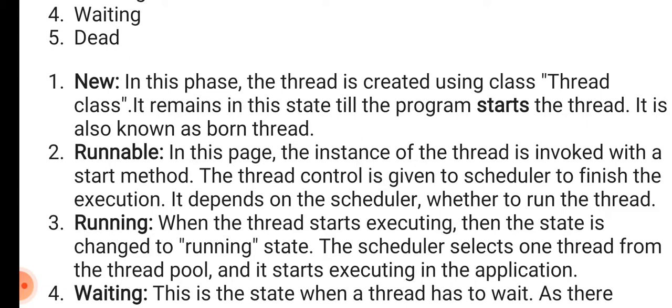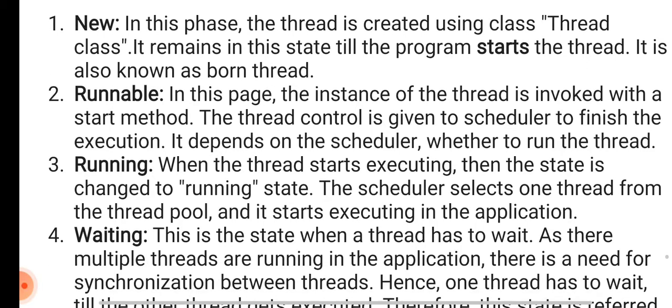Third state is the running state. When the thread starts executing, the state is changed to running state. The scheduler selects one thread from the thread pool and it starts executing in the application.